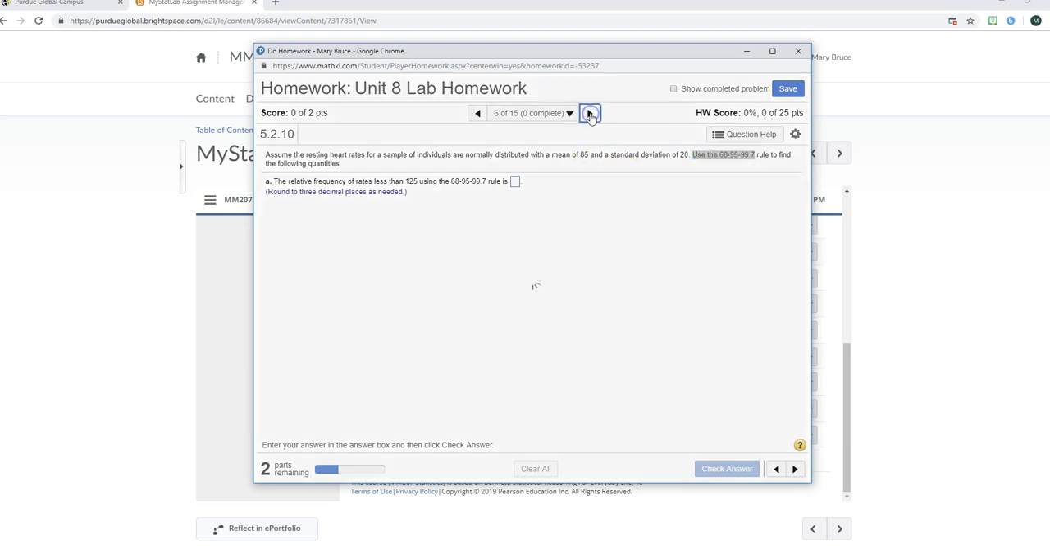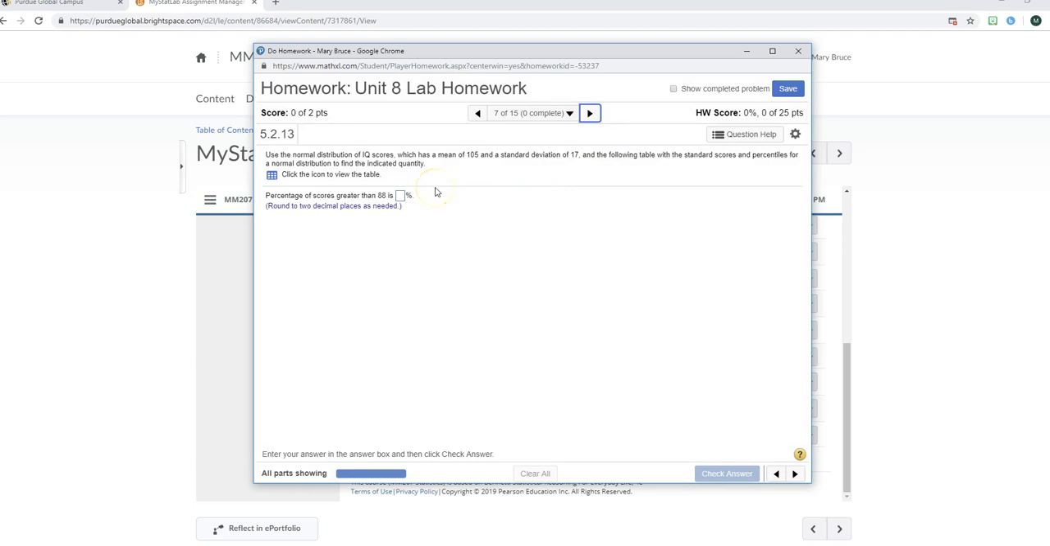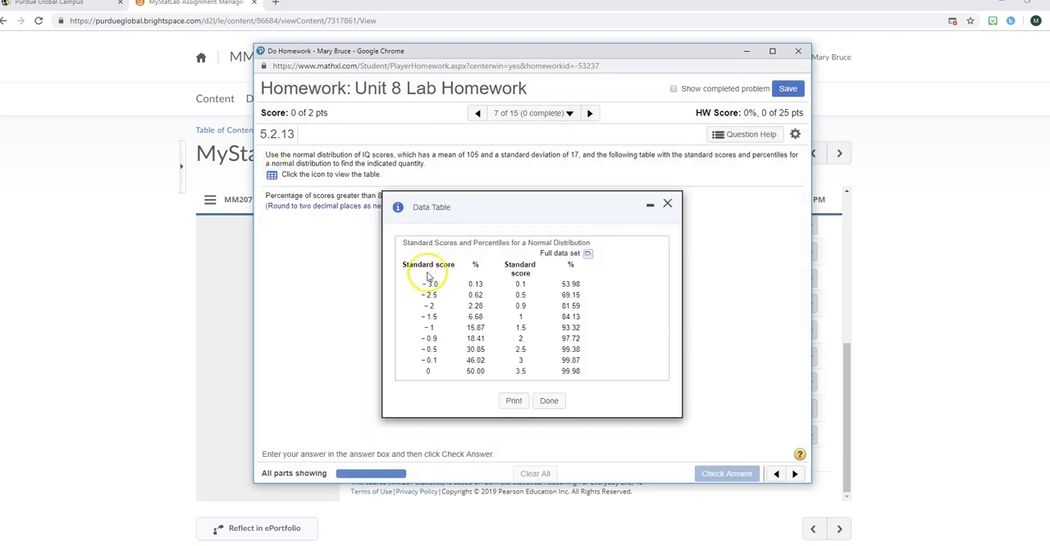This video, if you go to the next problem, notice the next problem says to use standard scores, and standard scores is another word for z-scores. And it says to click on the icon to view the table. So it gives you standard scores, which are z-scores, and percentiles for various z-scores. So you can use the z-score formula here and look up your z-score in this table to help you get the answer, or you can use the larger z-tables provided for you and still use the z-score formula.